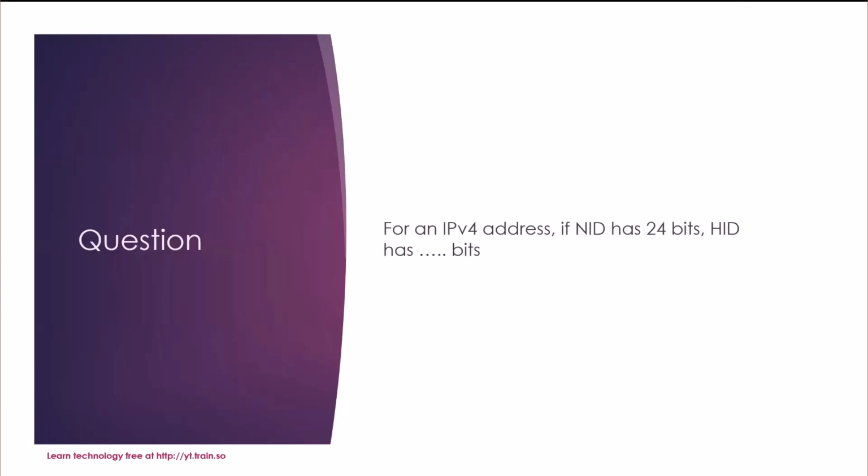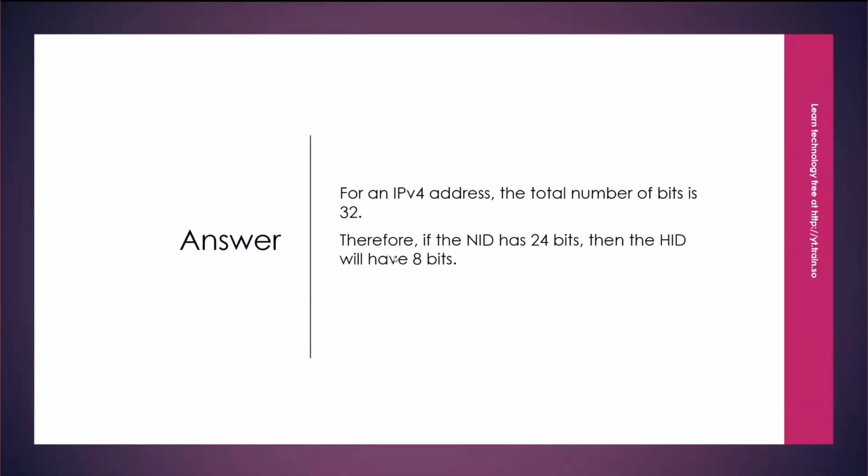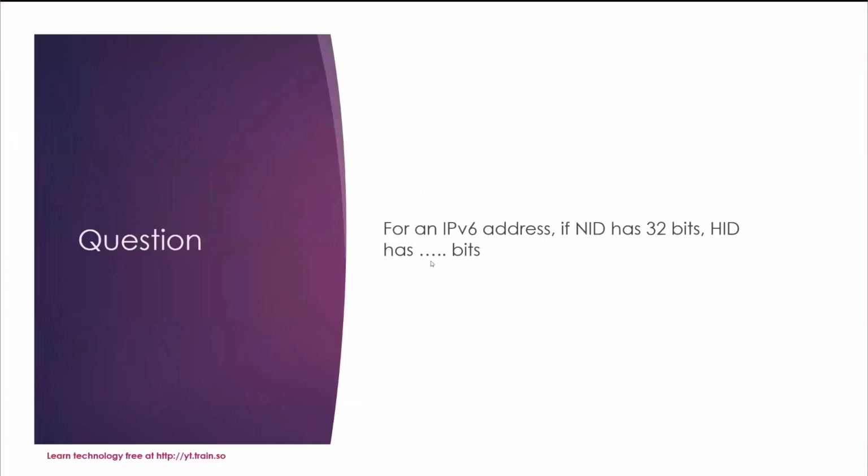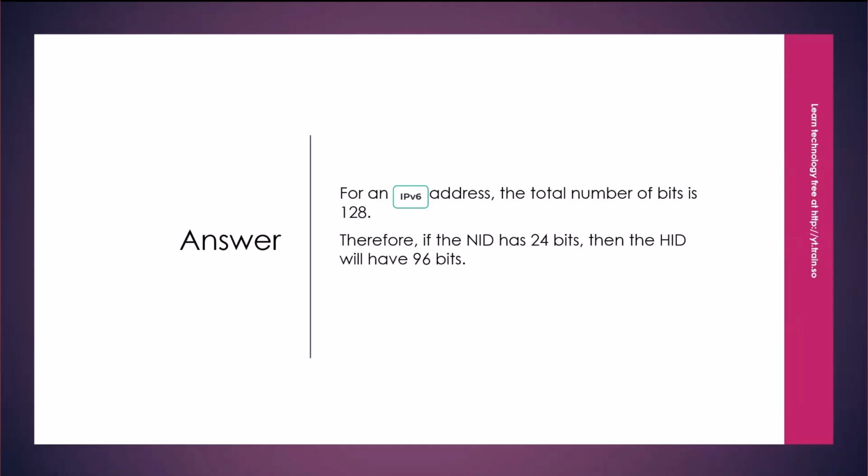So quick question: for an IPv4 address, if NID has 24 bits, HID has how many bits? For an IPv4 address, the total number of bits is 32. Therefore, if NID has 24 bits, then the HID will have 8 bits. Now, for an IPv6 address, if NID has 32 bits, HID has dash bits. The total number of bits is 128. Therefore, if NID has 32 bits, then the HID will have 96 bits.